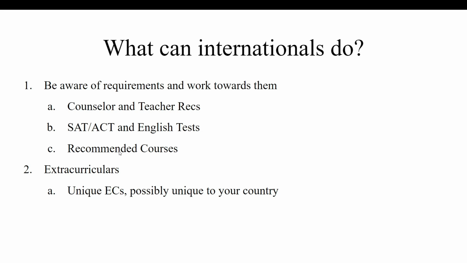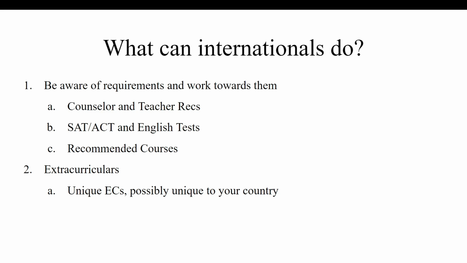Next thing is extracurriculars. Now, this is what internationals can actually do to increase their chances. Competition for something like the American Mathematics Olympiad team is much harder than if you are from a small country like Bulgaria. It's much easier to get on, for example, the Olympiad team for Bulgaria than it is to get in for the United States, because the number of spots is the same, but the number of people competing for those spots is higher.